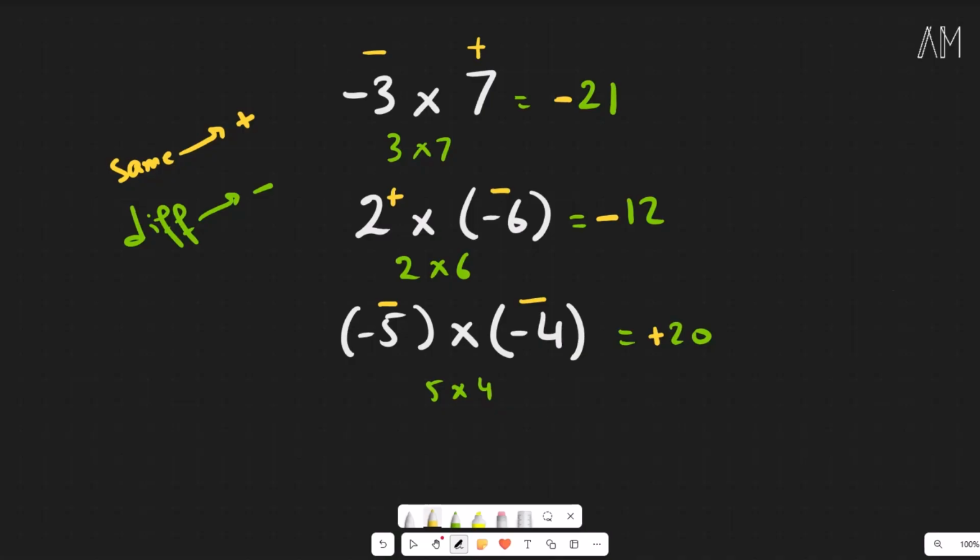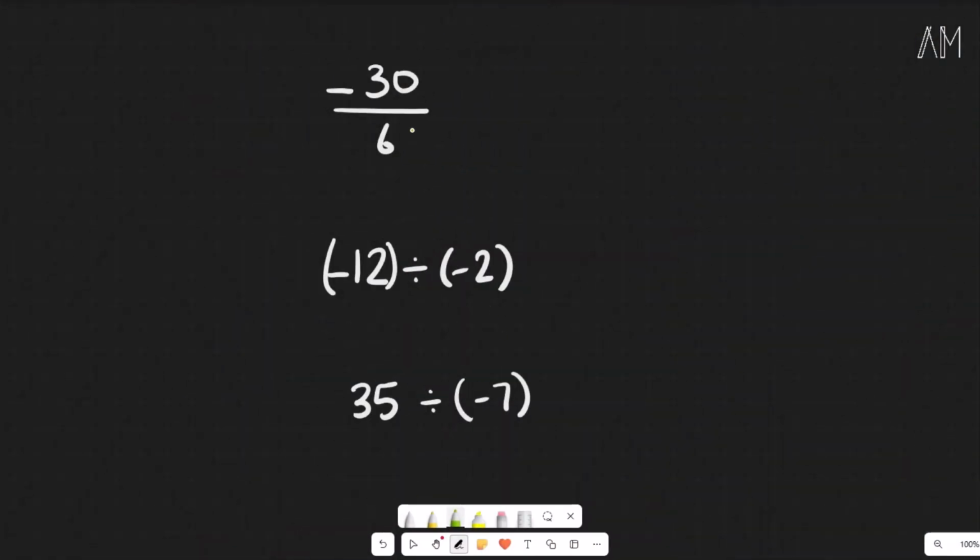Let's take some examples for division. In this case, again, we apply the division without the signs. So 30 divided by 6 is equal to 5. Here, 12 divided by 2 is equal to 6. And here, 35 divided by 7 gives me 5.